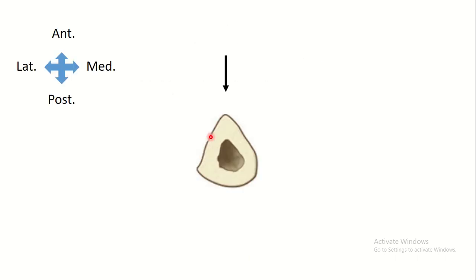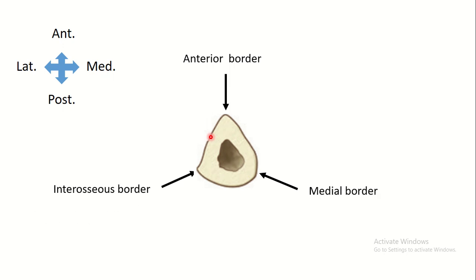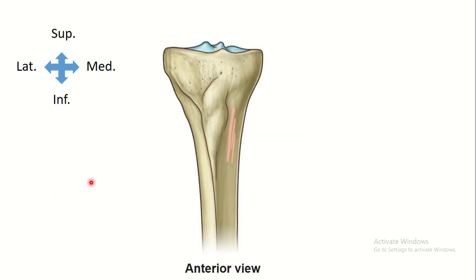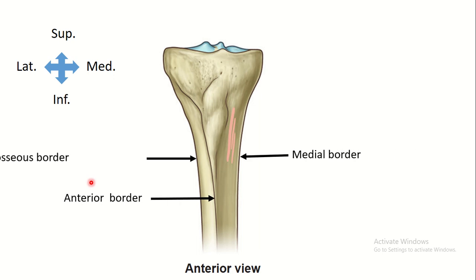Now, the shaft of the tibia is also triangular. It has got an anterior border, a medial border, and a lateral border. We call the lateral border the interosseous border. Why interosseous? Because this border lies between the bones, between the tibia and fibula. And it has got three surfaces, which are the medial, lateral, and posterior surfaces. We will talk a little about each surface and each border. This is the anterior border, the medial border, and the lateral border.